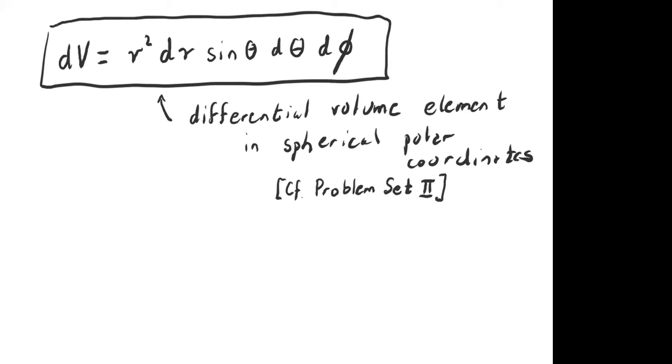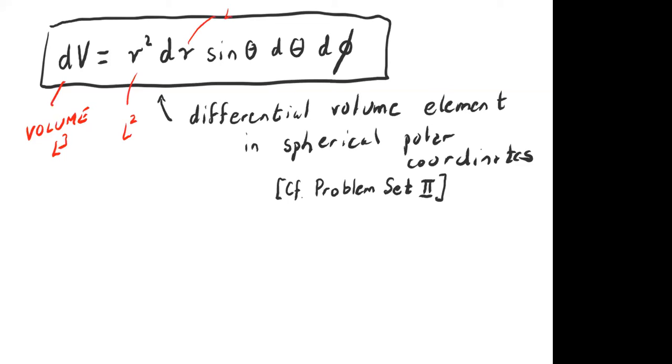So again, one thing you should do before you get started is make sure that the dimensions are right. The left-hand side is a differential volume element, but it's still a volume. r squared has units of length squared. dr has units of L. Phi and theta are measured in radians. They're dimensionless. So L squared times L does give you a volume, L cubed.